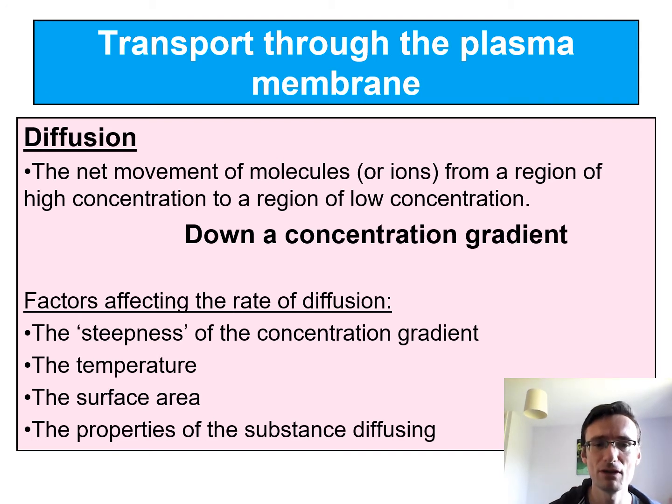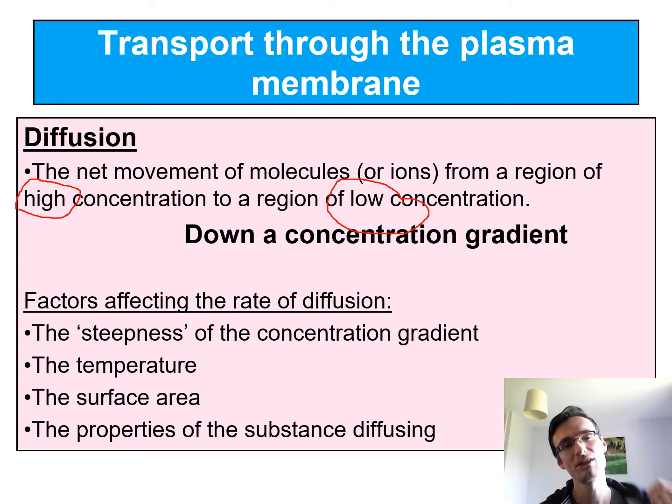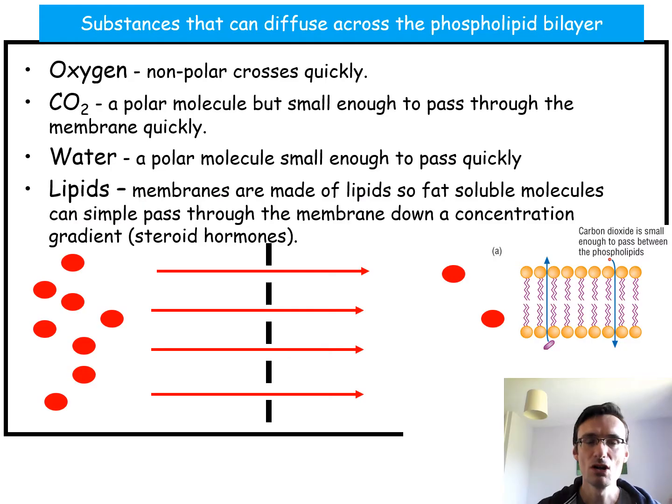So even my definition on here isn't very good because you should use comparative language. That should be higher with an ER on the end and lower with an ER on the end. The factors that affect rate of diffusion in the natural air around us, if it was just diffusion of particles, would be the steepness of the concentration gradient, the temperature, surface area, and properties of the diffusing substances. But we're going to look particularly at diffusion over a membrane.